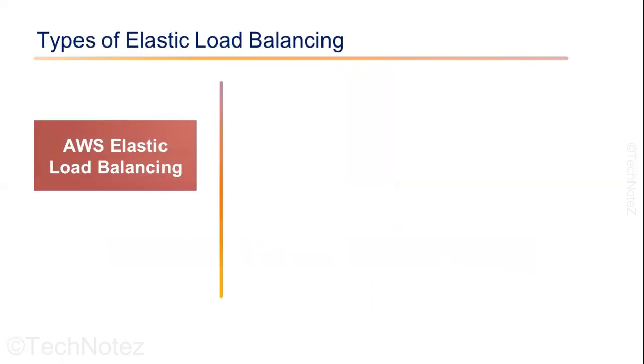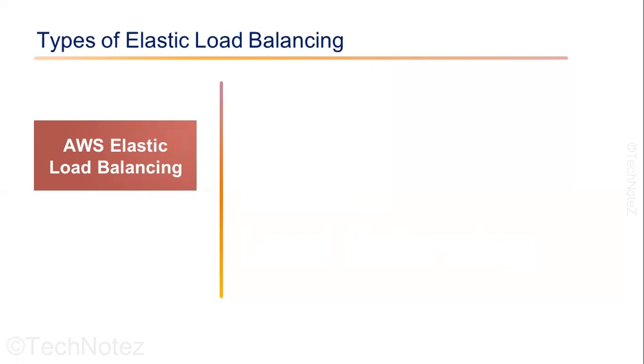When a user requests to access your application, ELB, or Elastic Load Balancing, will automatically route the request to one of the available instances, ensuring that the load is distributed evenly and no single instance becomes overloaded. It also checks the health of the instance before distributing the load and automatically routes the traffic away from the instances that are not healthy.